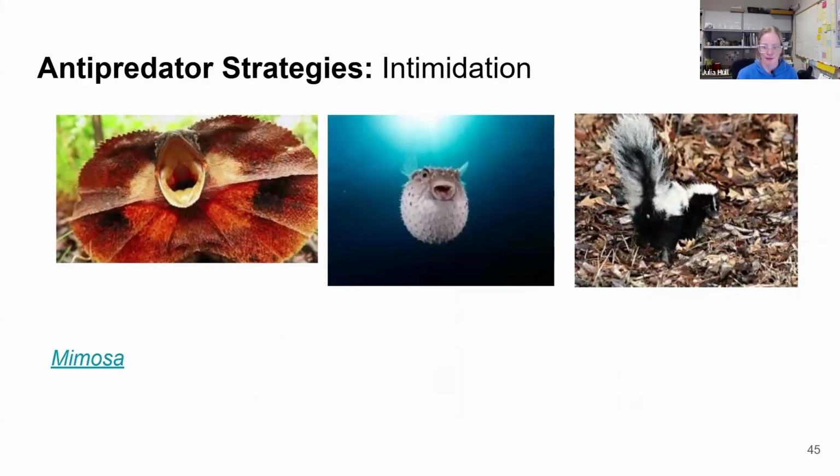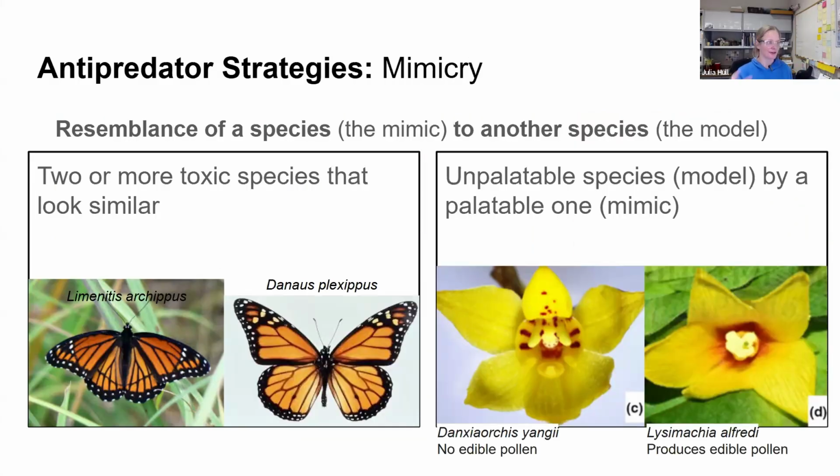We might have organisms that try to scare off their would-be predators, and I'll throw this link in the playlist too, so we can see plants using intimidation as an anti-predator strategy. Another anti-predator strategy is mimicry, where we try to look like something that is toxic, like we can see with these different butterfly species, or mimic something that isn't actually yummy to eat, even though we are good to eat.